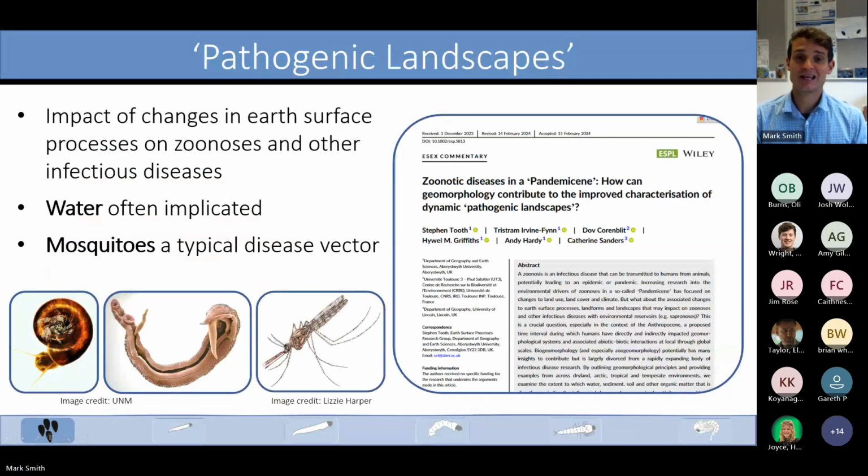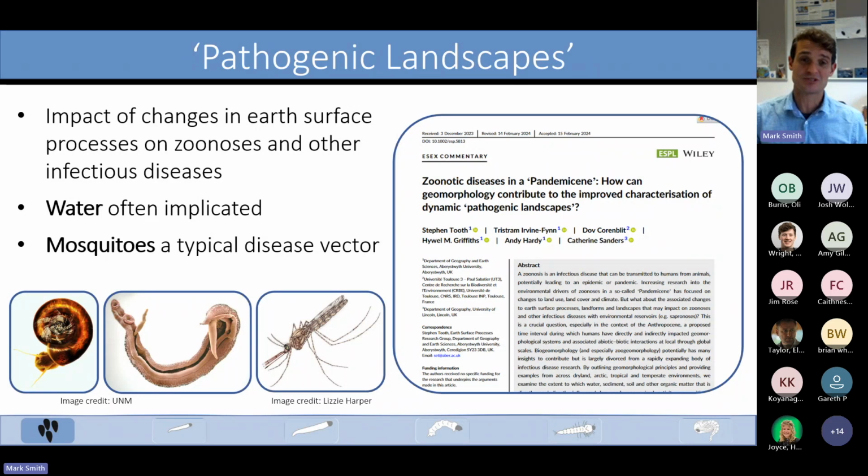For understandable and obvious reasons, there's been a lot of focus on zoonotic diseases, that is, infectious diseases that can be transmitted to humans from animals, and particularly the role of land use change in promoting those spillover events. But as Steve Tooth's paper this year or last year highlighted, what about the broader impact of geomorphology on those spillover events? What impact does the general geomorphological process have on infectious diseases, rather than just land use change? It's generally not a well-studied area.